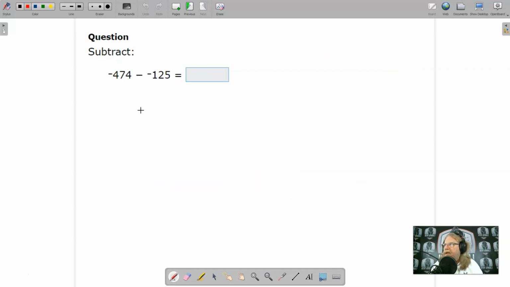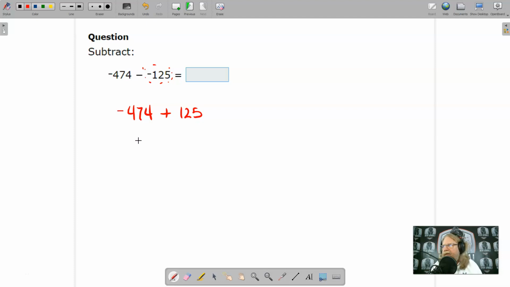Final question is good. I was hoping it would be another one of these. I'm like, I didn't do enough examples where I was adding a positive and a negative together, so I'm happy that this is one of those. So let's go with negative 474. Leave the first number the same. Let's change the subtraction to addition and then take the opposite of the number that follows, which is negative 125, becomes positive 125. So I've got it to addition.